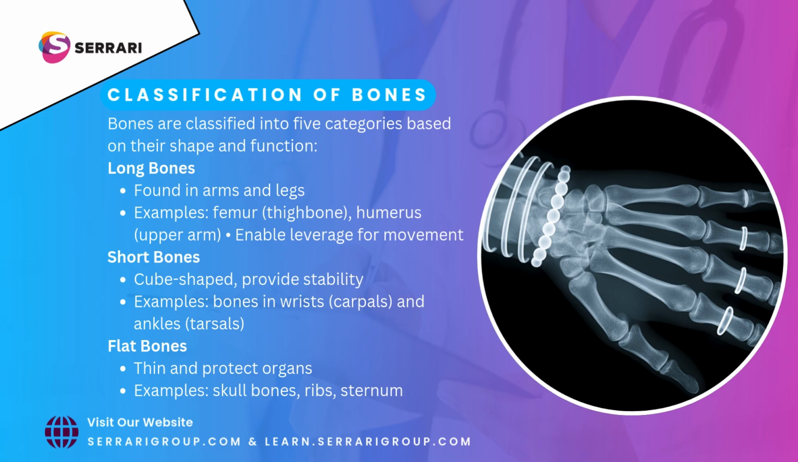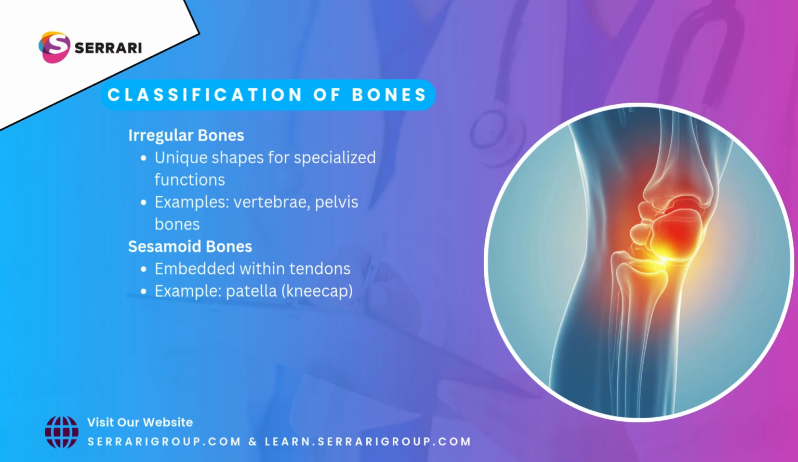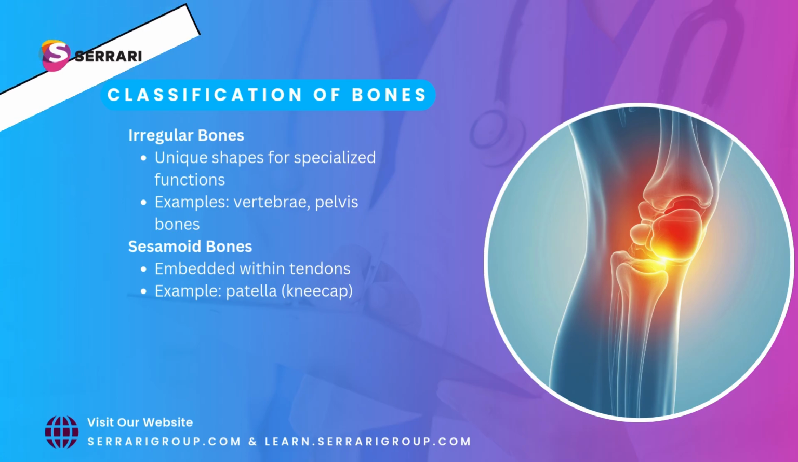Flat bones: thin and protect organs. Examples: skull bones, ribs, sternum. Irregular bones: unique shapes for specialized functions. Examples: vertebrae, pelvis bones. Sesamoid bones: embedded within tendons. Example: patella, kneecap.